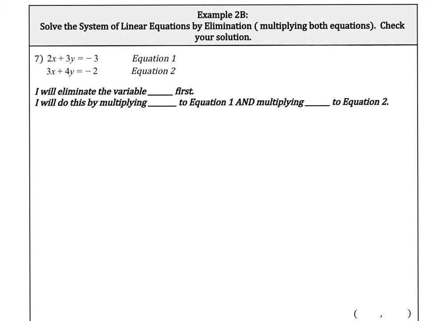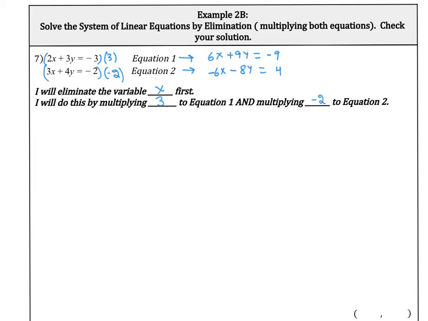Now we are going to solve example 2b. 2x plus 3y equals negative 3 and 3x plus 4y equals negative 2. In this equation, we have to probably multiply both the equations so that we have equal and opposite sign for at least one of the variable. So I decided to eliminate variable x. So I'm going to multiply the equation number 1 by 3 and equation number 2 by negative 2.